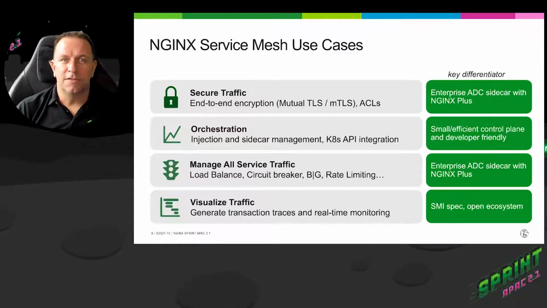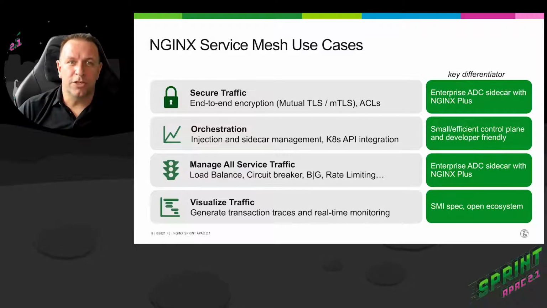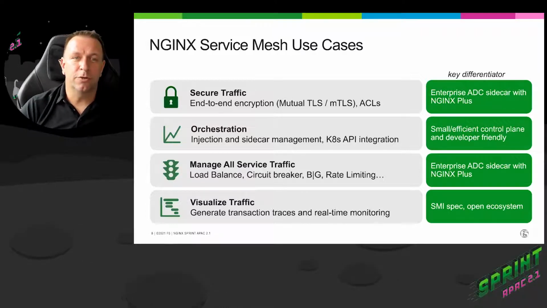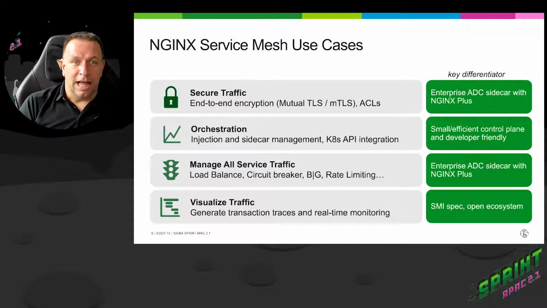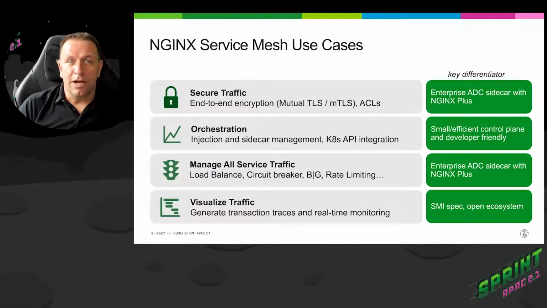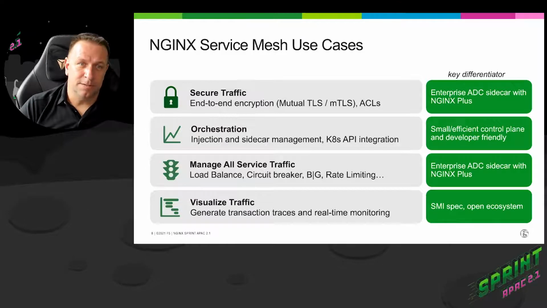Some of the NGINX Service Mesh use cases are really there to secure your traffic, so end-to-end encryption and mTLS and access control list policies within your Kubernetes clusters. It's a lightweight control plane, as mentioned. It's a very small footprint and very developer-friendly control plane, again, so that you can deploy it as a set and forget kind of deployment within your Kubernetes cluster.